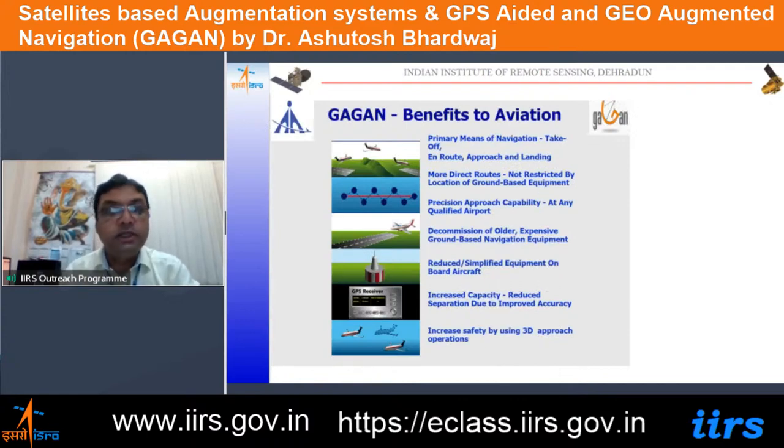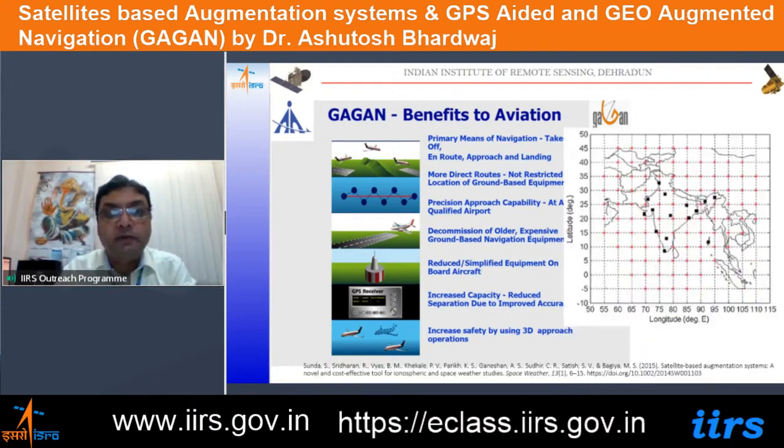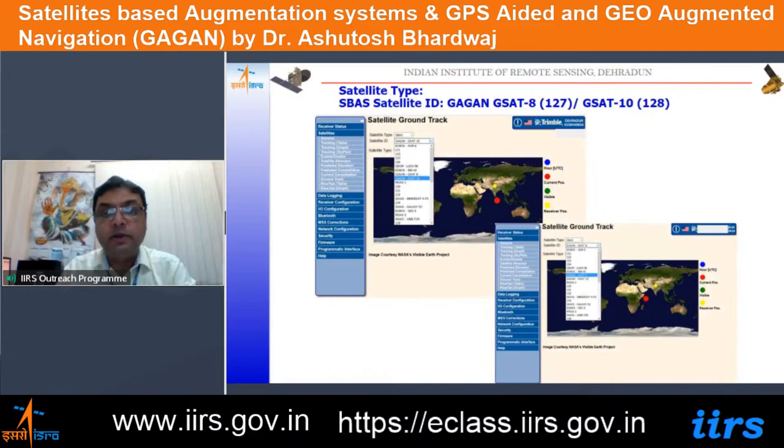So in the case of GAGAN also, we have all the advantages. We can have point-to-point flying. We can have more compact airspace. Precision landing can be done. Fuel consumption can be reduced, and it is environmentally friendly. So all those benefits, as we discussed in the previous slide, are available to us here also.